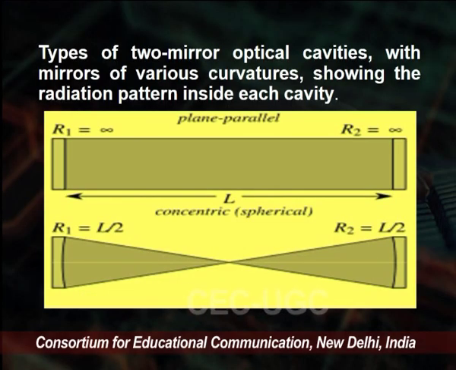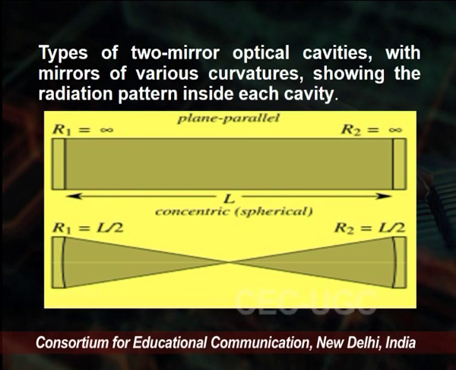So, this Q factor is the ratio of the resonance frequency and the bandwidth. Now, here we are having various types of arrangement. Here on the screen we are having the types of two-mirror optical cavity with mirrors of various curvatures, showing the radiation pattern inside each cavity, and it depends upon the mirrors which we are using.